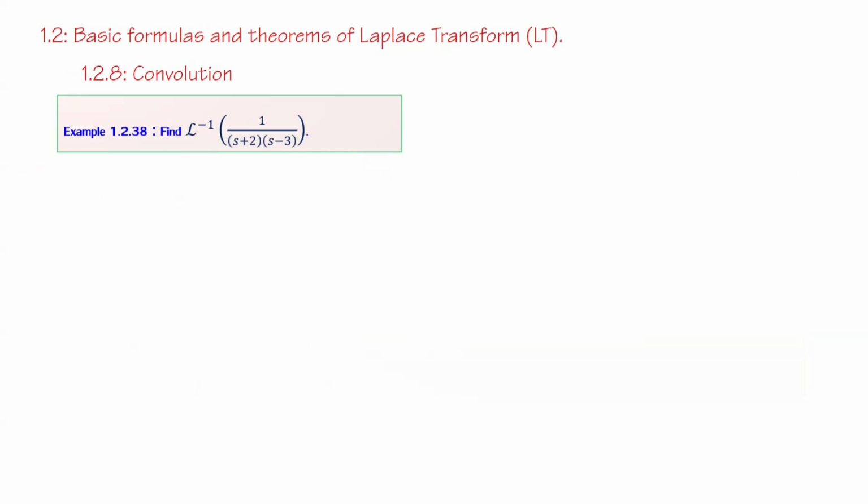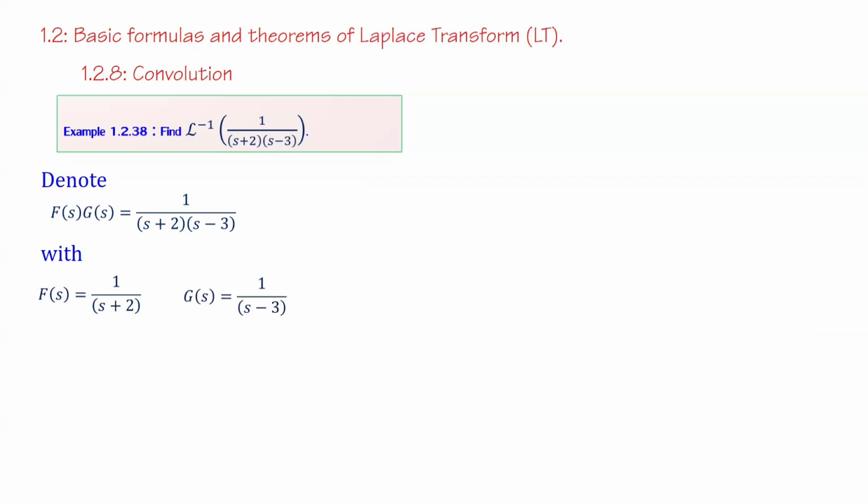So here we will take the Laplace inverse to find the inverse of this function, using the convolution technique. So here we denote F(s) multiplied by G(s) equal to 1 over s plus 2 times 1 over s minus 3. That means F(s) is equal to 1 over s plus 2 and G(s) equal to 1 over s minus 3. You can change it the other way, you can take it in the other way.